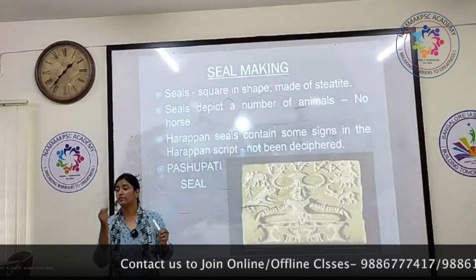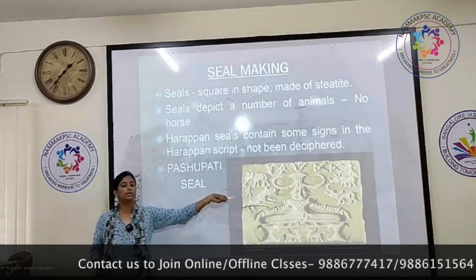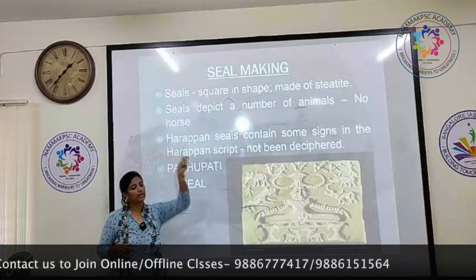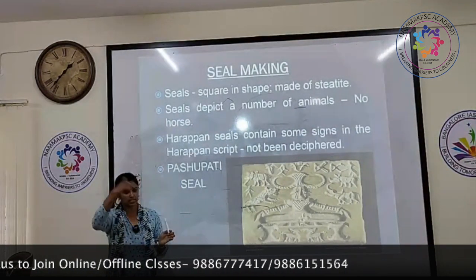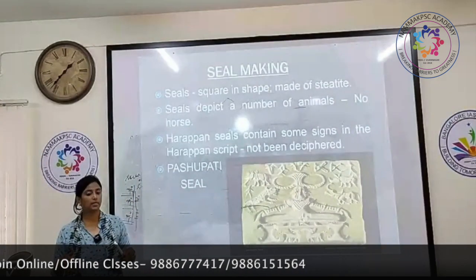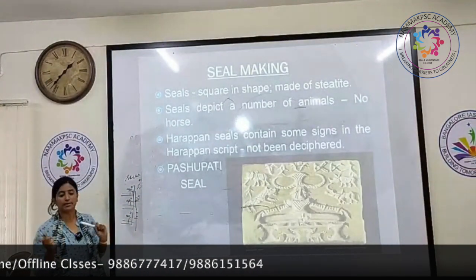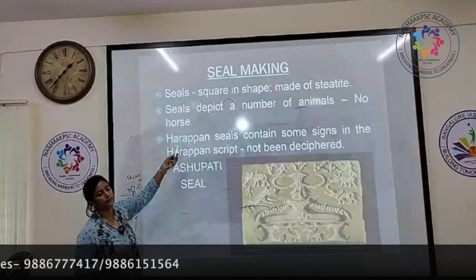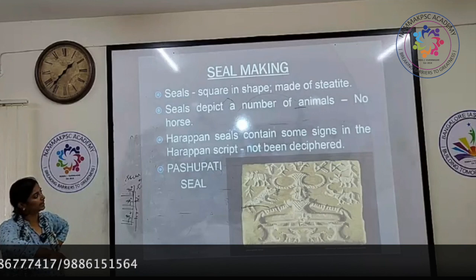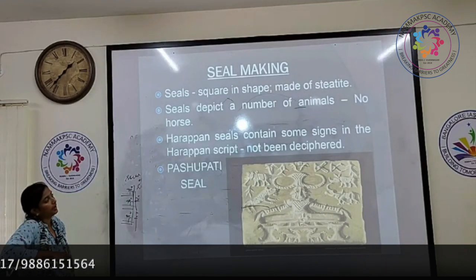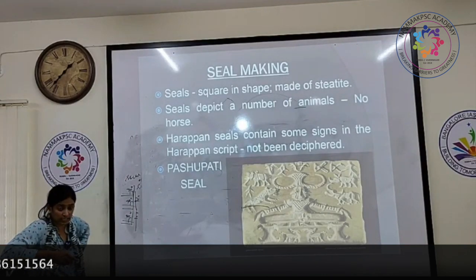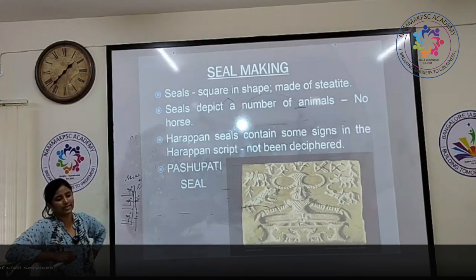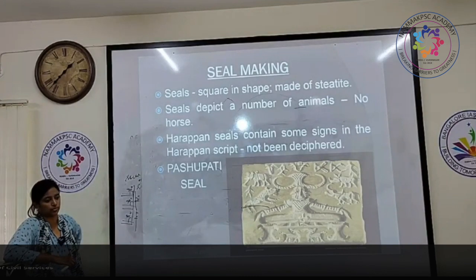Now mostly we believe that this Harappan civilization had contact with Mesopotamian civilization through this only. We have Harappan seals in Mesopotamia. In their excavations, they have found Harappan seals. And that's how we started believing that these guys had some contact with each other. So that's the purpose of seals. Some of the seals were square in shape and a few had different shapes, mostly made of steatite. Steatite is a material like soapstone. It's an extract of soapstone only.